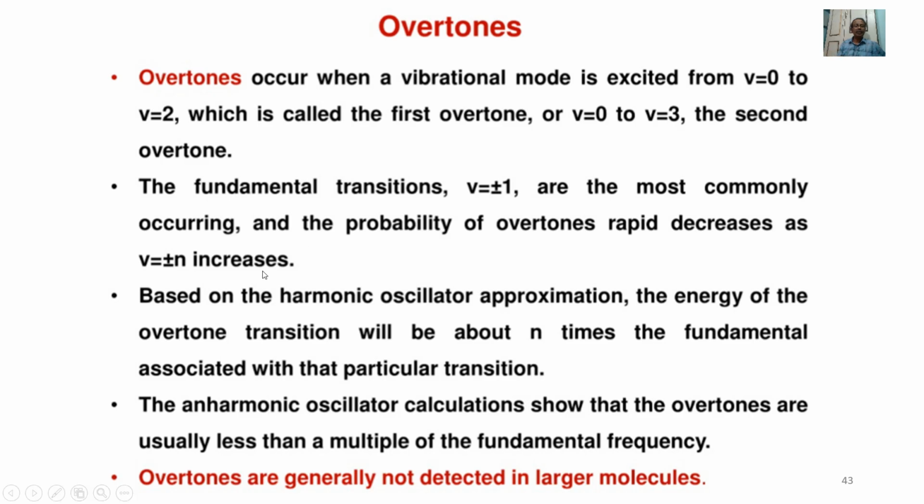Based on the harmonic oscillator approximation, the energy of the overtone transition will be about n times the fundamental associated with that particular transition. The anharmonic oscillator calculations show that the overtones are usually less than the multiple of the fundamental frequency. Overtones are generally not detected in larger molecules.